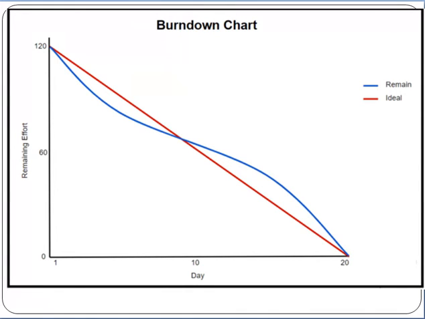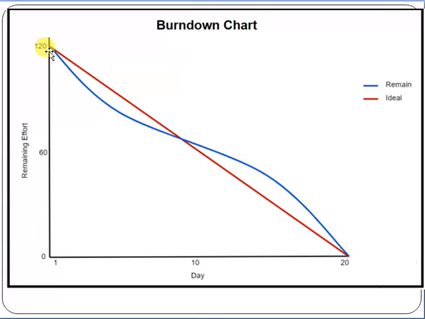Imagine this is the burndown chart. For example, on the x-axis you can see the project duration in days, and this is the remaining effort, meaning story points. So on the y-axis the story points are there, and on the x-axis the days are there. For example, total 20 days are there and 120 story points are there. Whenever days are spent, the number of remaining story points is decreasing. That means whenever days are spent, we are completing the story points.